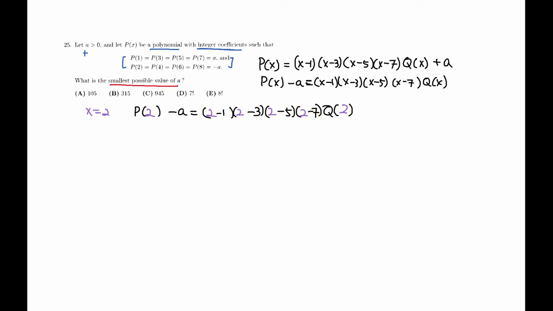Okay, so we get negative 1, positive 1, negative 1, negative 3, negative 5. So on the right side, the coefficient becomes negative 15, and then Q(2) equals negative 2a. The reason is that P(2) is basically negative a, so I can replace this with negative a. Negative a minus a becomes negative 2a.